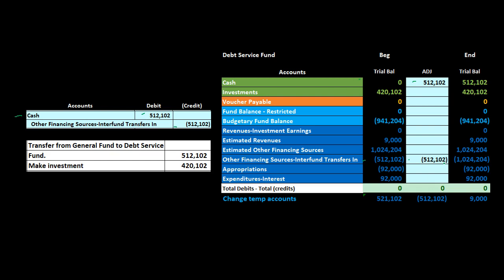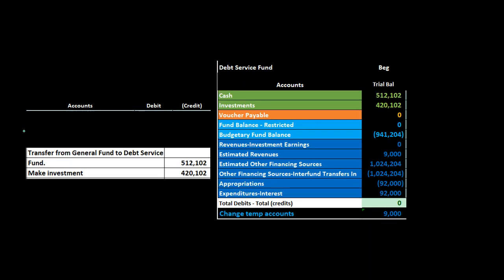And of course, if we think about the general fund, we would have the mirror opposite of this in that we would have cash going down. We would have debiting the other financing uses, interfund transfer out. So then we're going to go to the second piece where we have the making of the investment.